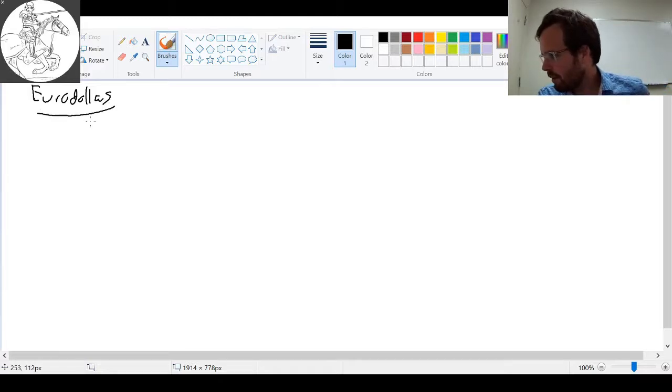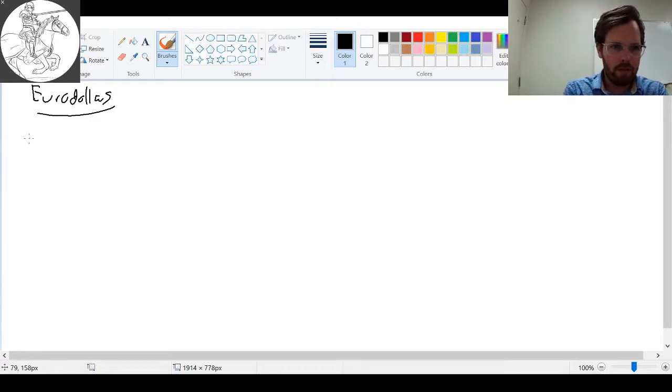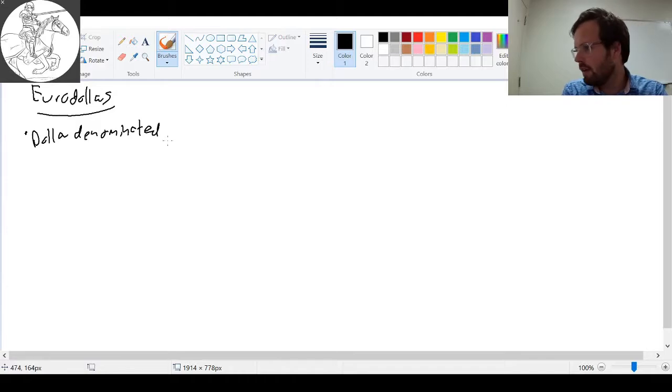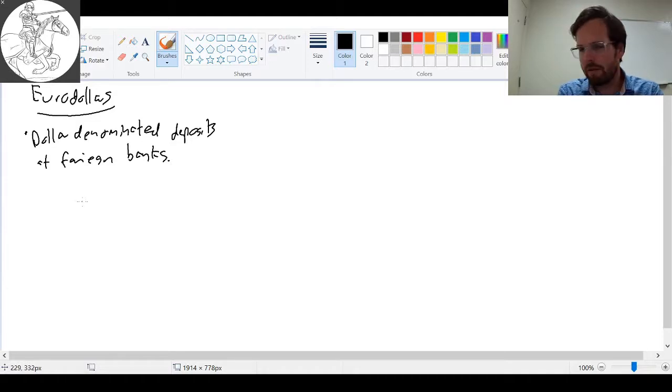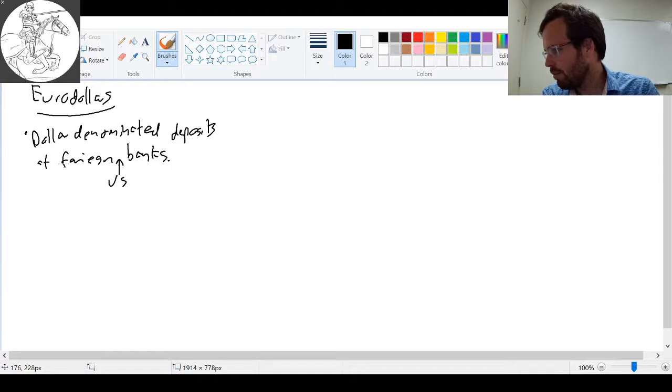Eurodollars are dollar-denominated deposits at foreign banks or foreign branches of American banks. So let's write these down here: dollar-denominated deposits at foreign banks. By foreign banks, I mean foreign U.S. banks, so U.S. banks that are based in a foreign country. I think that's pretty straightforward.